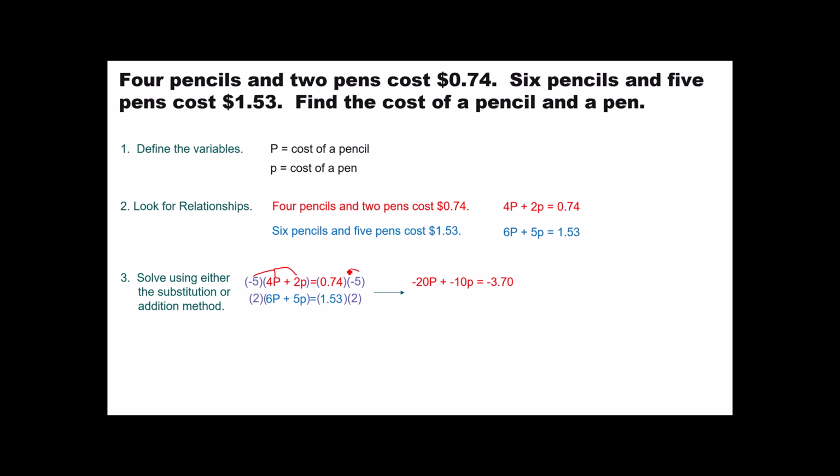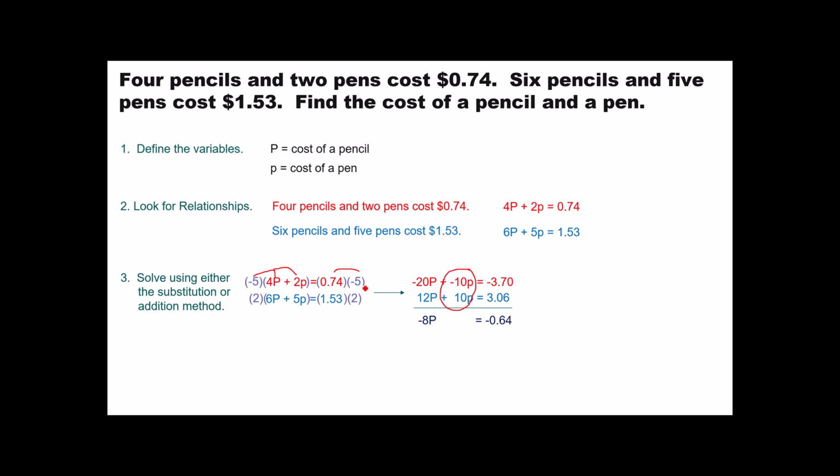If I were to do that, the first equation becomes -5 times 4p is -20p, -5 times 2p is -10p, and -5 times 74 cents is -$3.70. The second equation, 2 times 6p becomes 12p, 2 times 5p becomes 10p, 2 times $1.53 becomes $3.06. I like this much better because when I add this together, -20p plus 12p becomes -8p. -10 and +10 go away. -370 and 306 become -64 cents.